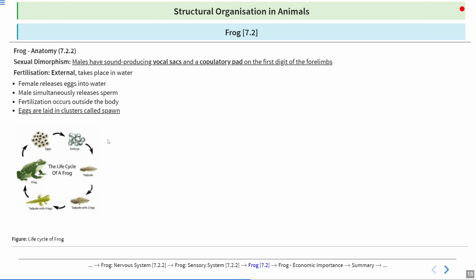So this is the life cycle of the frog. And this change from egg to embryo stage, then to the tadpole, different stages of tadpole, this conversion is called metamorphosis.